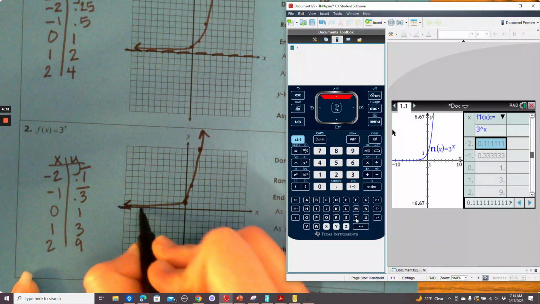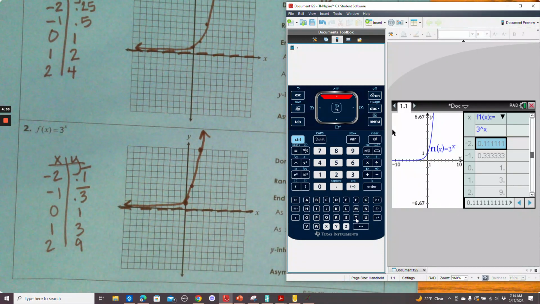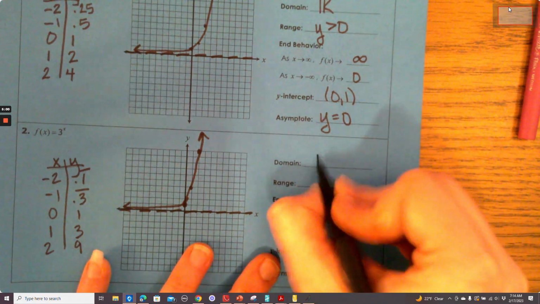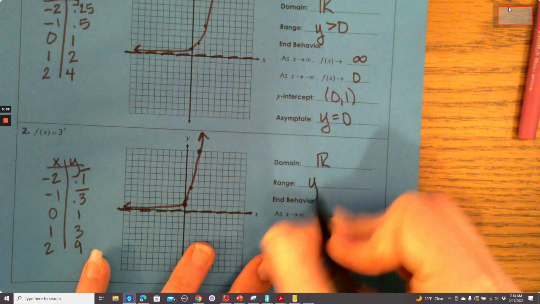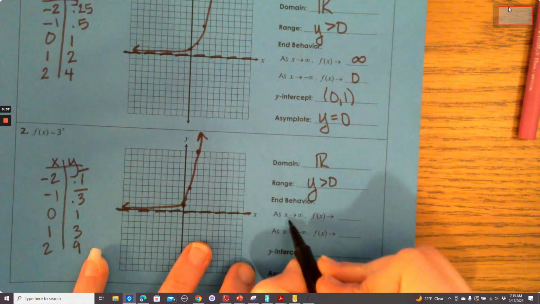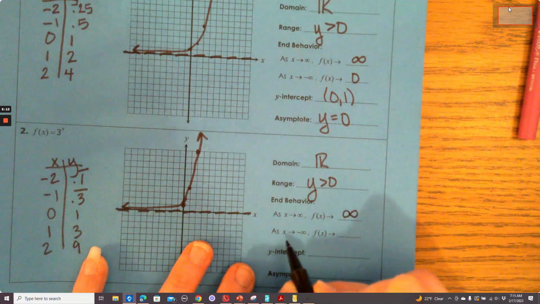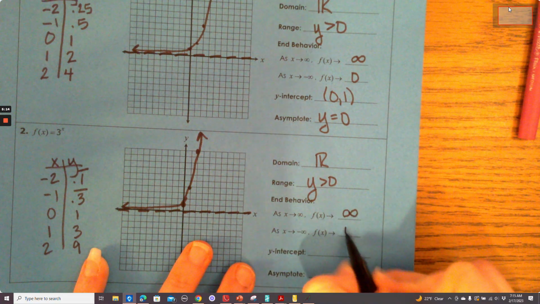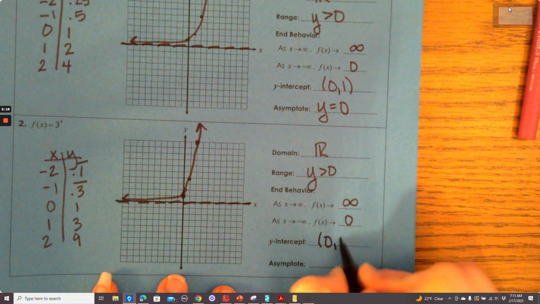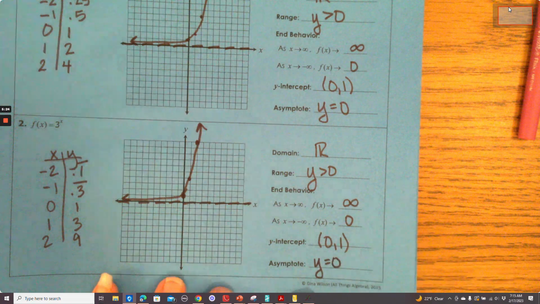So again, we have this same asymptote here on the x-axis. And so our domain again is all real numbers. Our range, y has got to be greater than 0. The end behavior, as x approaches infinity, f of x approaches infinity. And then as x approaches negative infinity, f of x is going to approach 0. The y-intercept is 0, 1 again. And the asymptote is y equals 0.